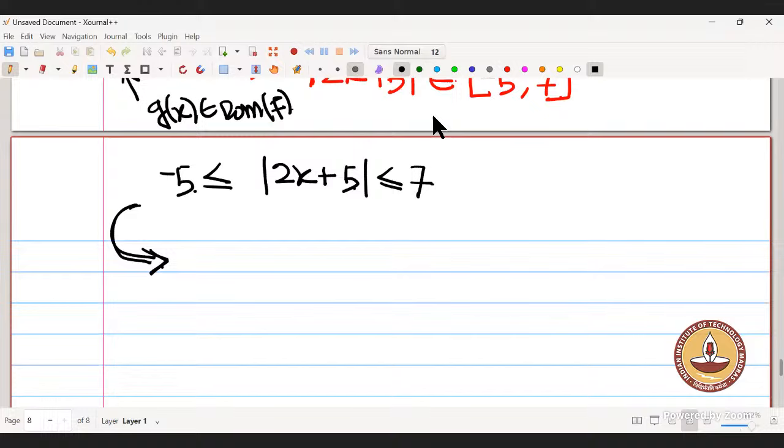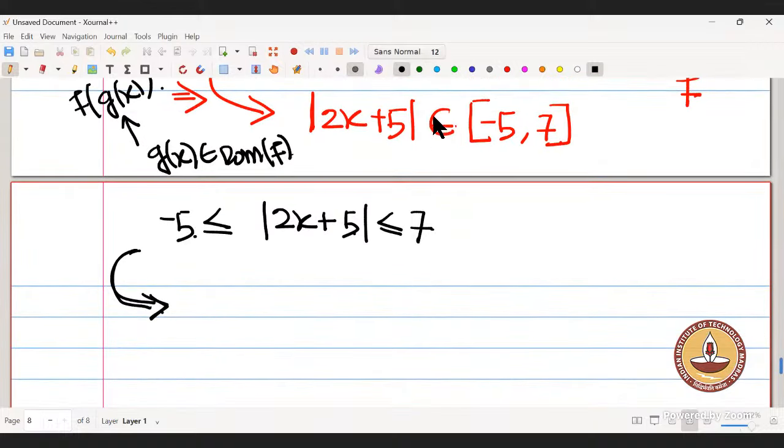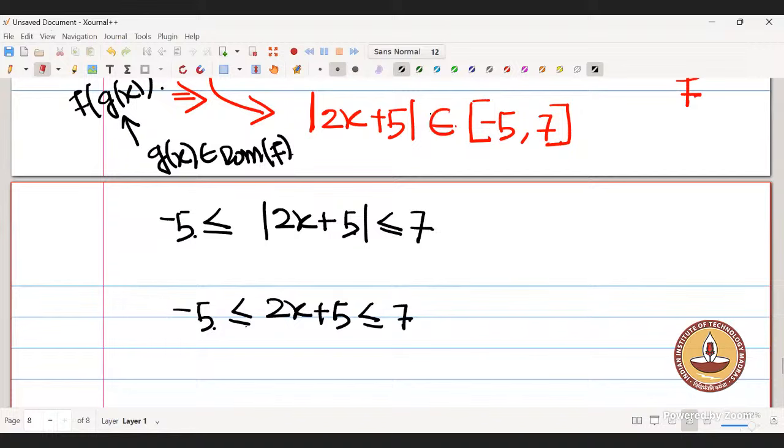Mod also breaks into two parts, no? Yes, sir, that's what I'm saying. The two cases will be there: 2x plus 5 in the positive case, and another case when it is negative. So 0 less than or equal to. This is one case, right? Yes, sir, this is one case.